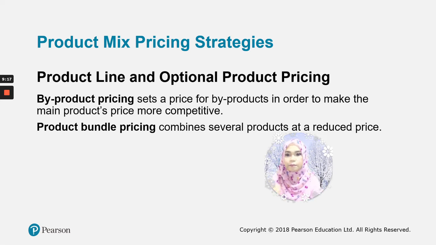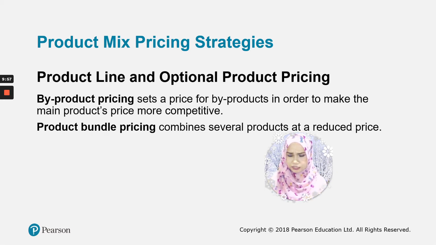And then the product bundle pricing, which combines several products at a reduced price. This is so easy. If you go to KFC, for example, you will see the KFC value meals. Or McDonald's value meal. If you buy the bundle, the fries, the drink, and the burger, it will be cheaper compared to buying a la carte burger, a la carte drink, and a la carte fries. So with product bundle pricing, you are giving value to the customer. That's why many of them call it value pricing, whereby you bundle it together, then it will be cheaper.